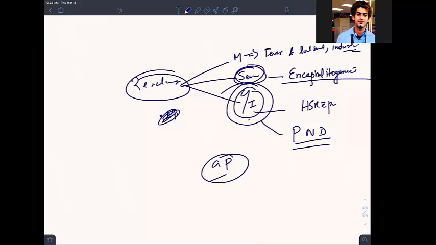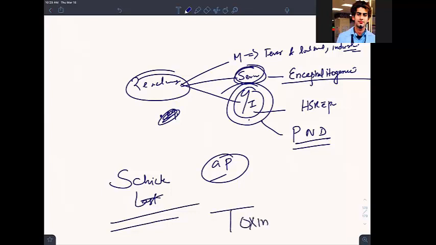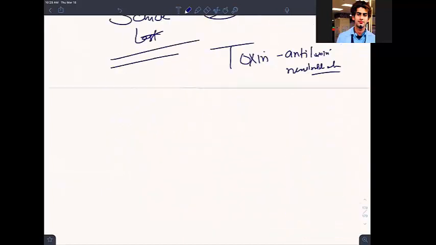There was a test, by the way, in it. I want to add this. There was a test that was Schick test. Please remember Schick test. What is Schick test? It is toxin antitoxin neutralization. Please remember toxin antitoxin neutralization. But we are not using it. I'm saying you should have the concept. Toxin comes with antitoxin neutralization.